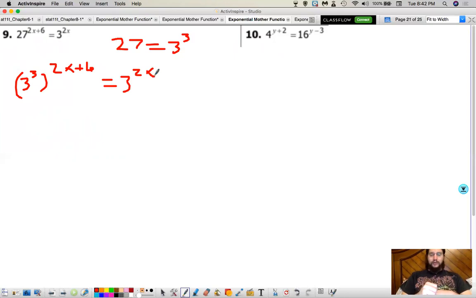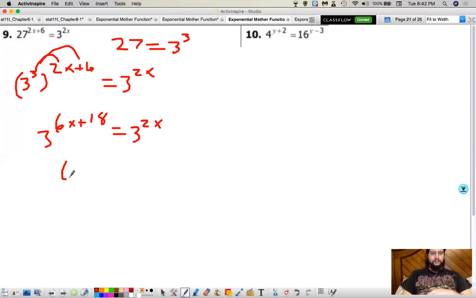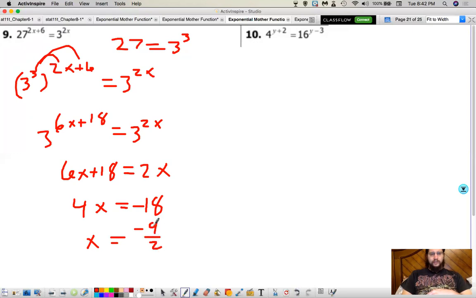Remember, when we raise an exponent to an exponent, we're going to multiply. So I'm going to take this 3, I'm going to distribute it. That's going to be 3 to the 6x plus 18. It's equal to 3 to the 2x. 6x plus 18 equals 2x. 4x equals -18. X is -9/2. Use a calculator if you need to.